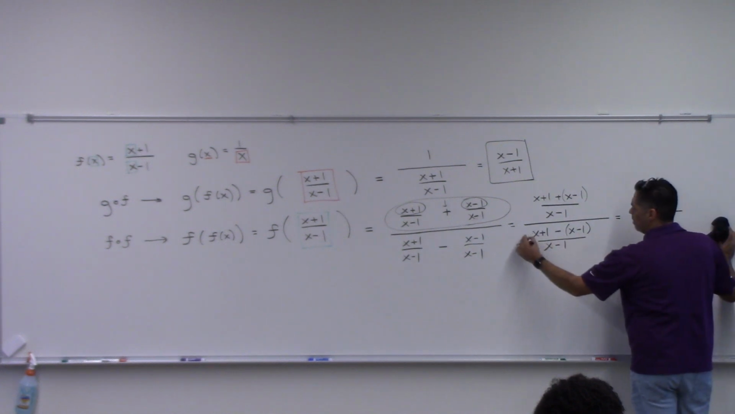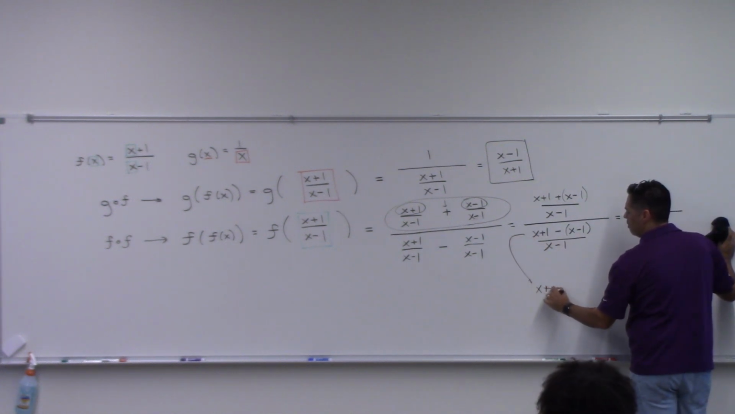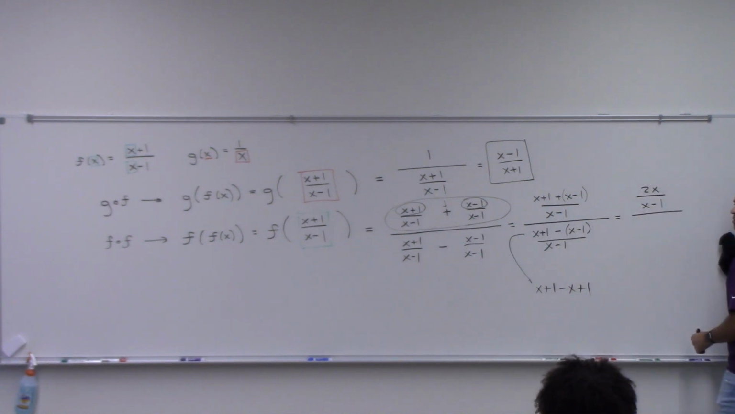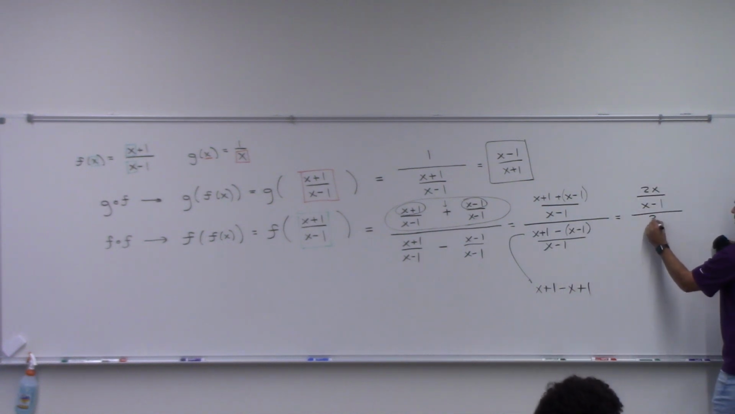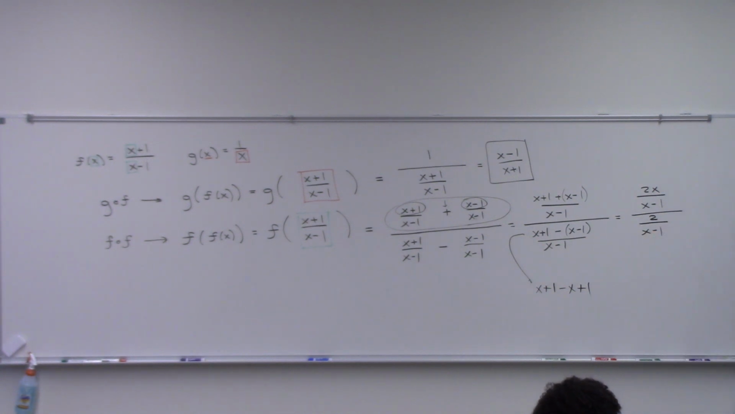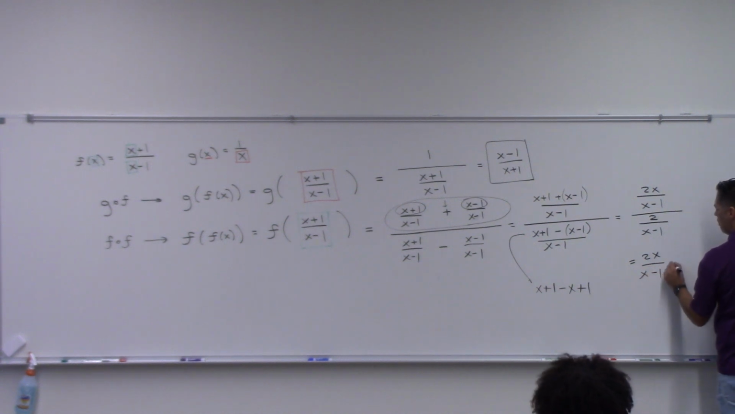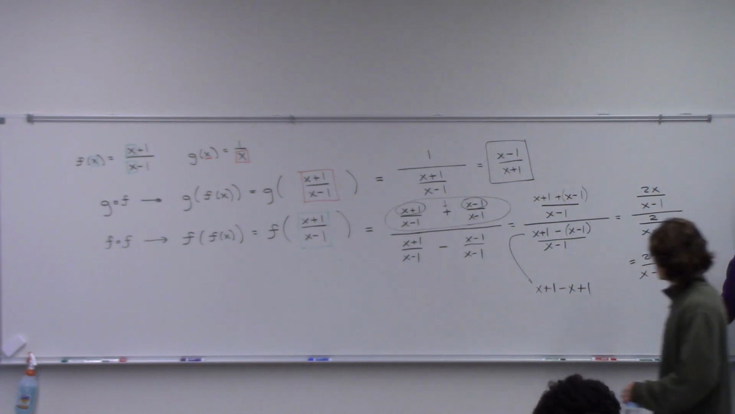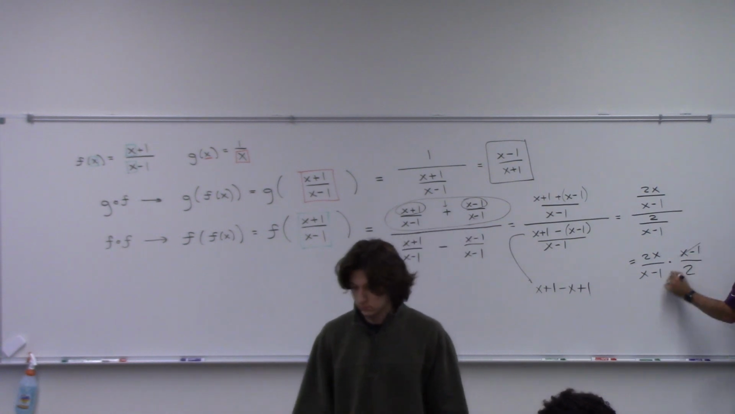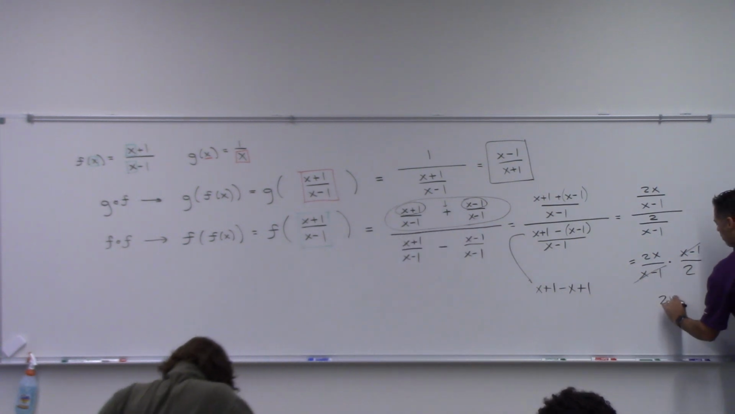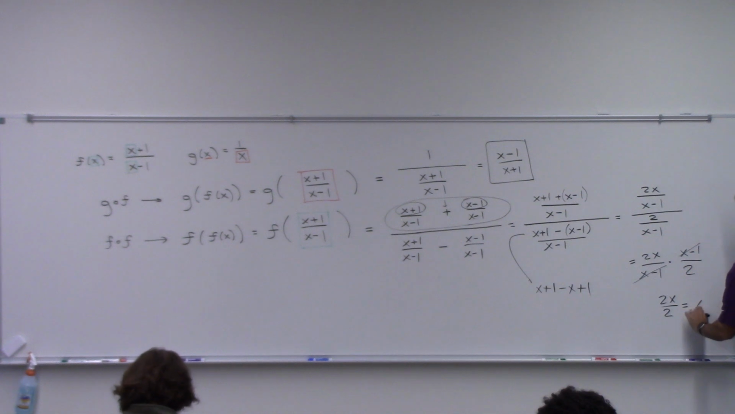When you do this line right here, you get x plus 1 minus x plus 1. You get 2, because the x's cancel and the 1's add up. So you get 2 over x minus 1. And then that, we can flip, keep dot flip, keep the top fraction, change the division dot, multiplication, flip it. Now the x minus 1's cancel. 2x over 2, which is x. Ooh.